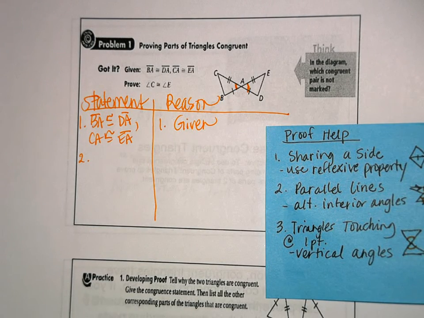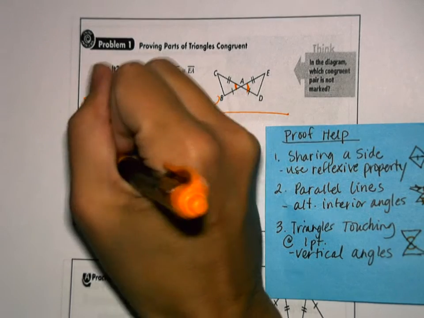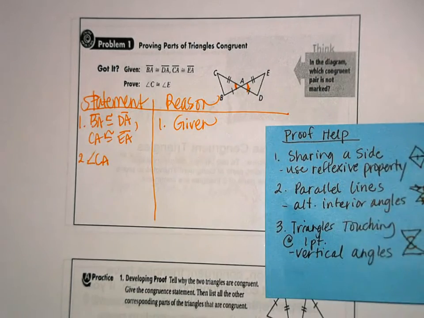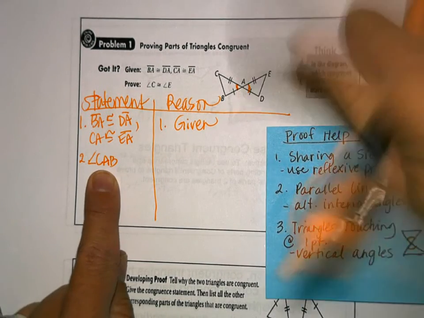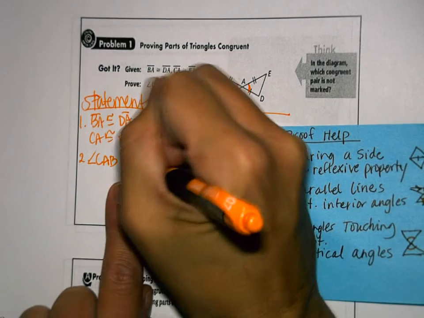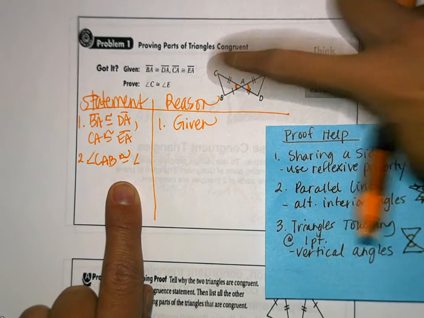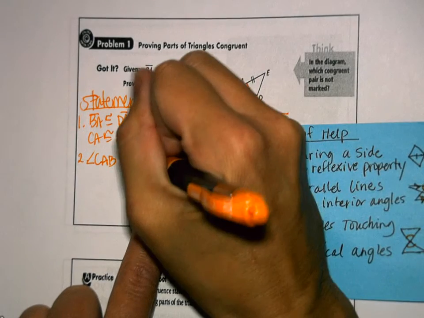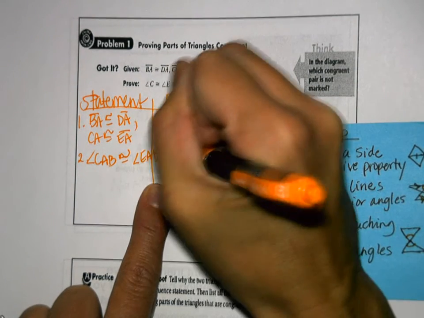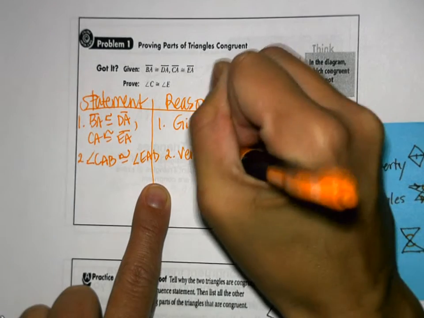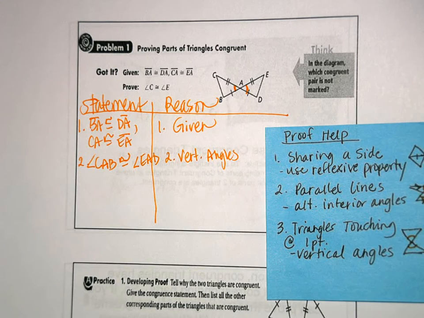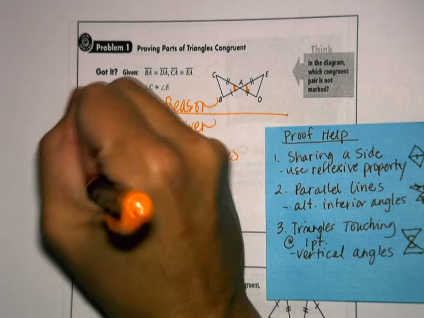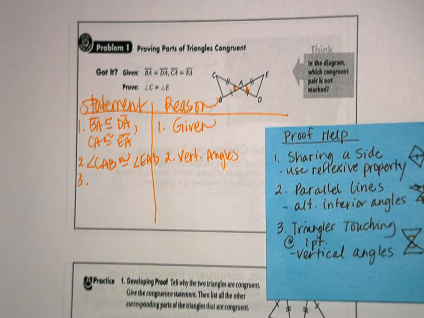How will I write that? Good. Angle CAB, because you want whatever's in the center to be in the middle. Okay? Is congruent to angle, and then so I started at C, I need to start at E. So we have EAD, and that reason is vertical angles. Do I have three pieces of information? Yes, good. Okay, so this is when we are going to prove triangle congruence. Thank you. Very beautiful.